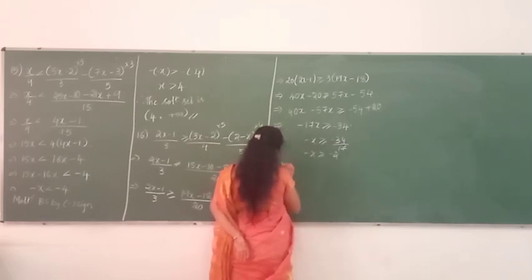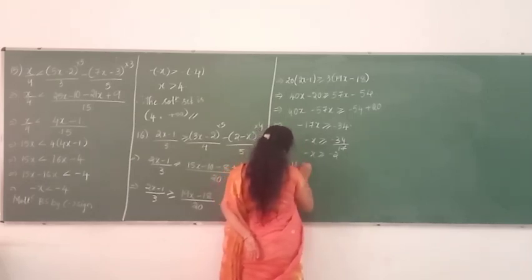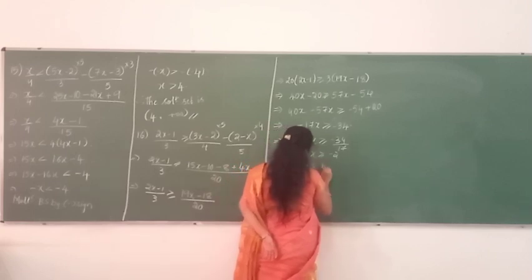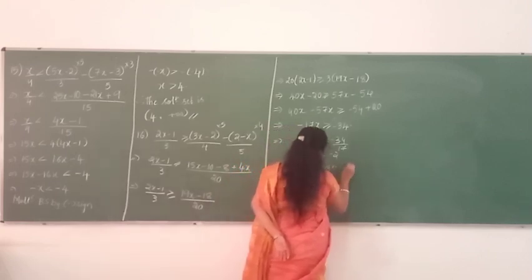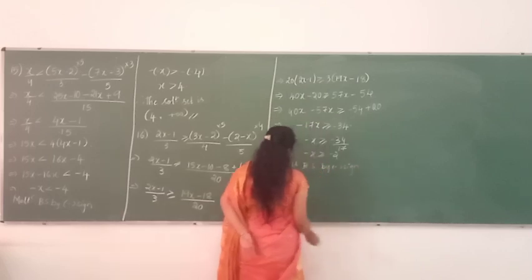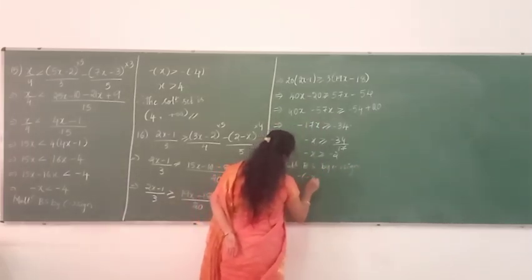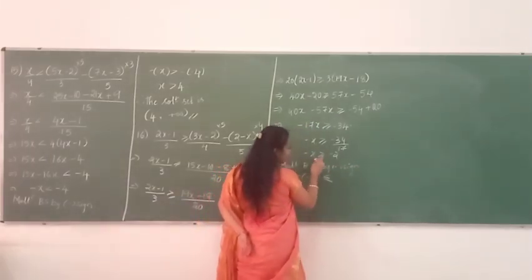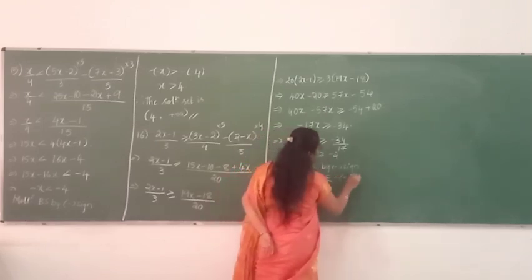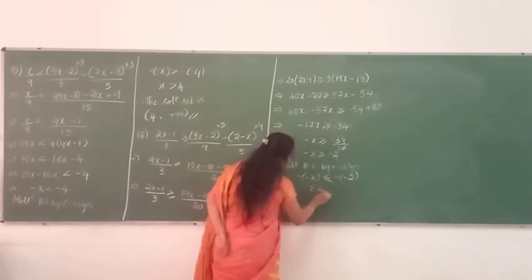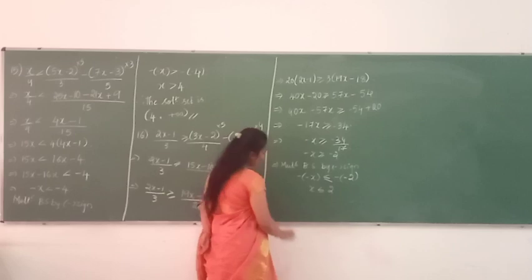So multiply both the sides by negative sign. Minus of minus x is less than or equal to, inequality sign will change. So it will become x is less than or equal to 2.